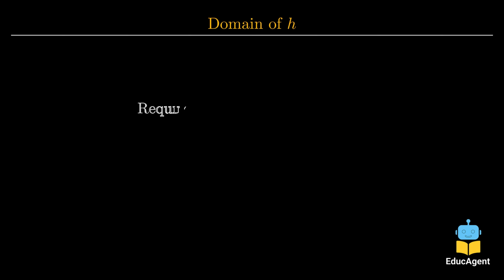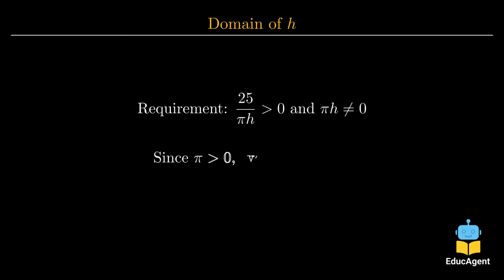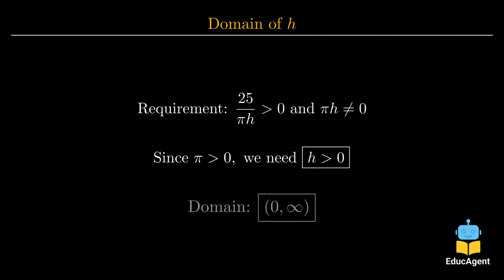For the square root to be real, and for division to be valid, the expression must be positive, and we cannot divide by 0. Because pi is positive, the sign depends on h, so h must be positive. The height must be greater than 0, so the domain is all positive real numbers.